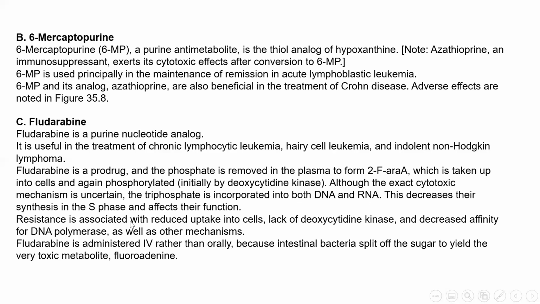There are a couple of mechanisms responsible for resistance to this drug, such as reduced uptake into cells or lack of deoxycytidine kinase, so there is no conversion to the phosphorylated metabolite, or decreased affinity. Fludarabine is administered either intravenously, parenteral administration, or orally. Because of the intestinal flora, this drug has its sugar group split off, generating a very toxic metabolite called fluoroadenine.